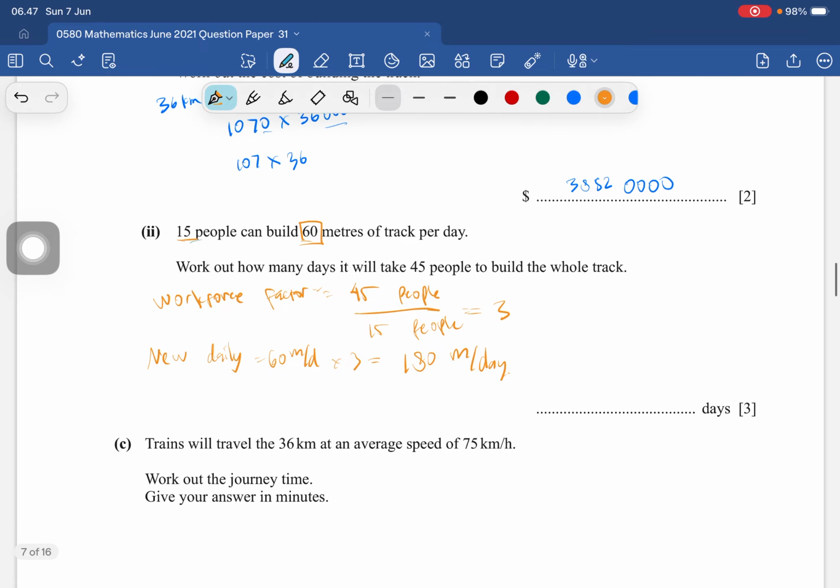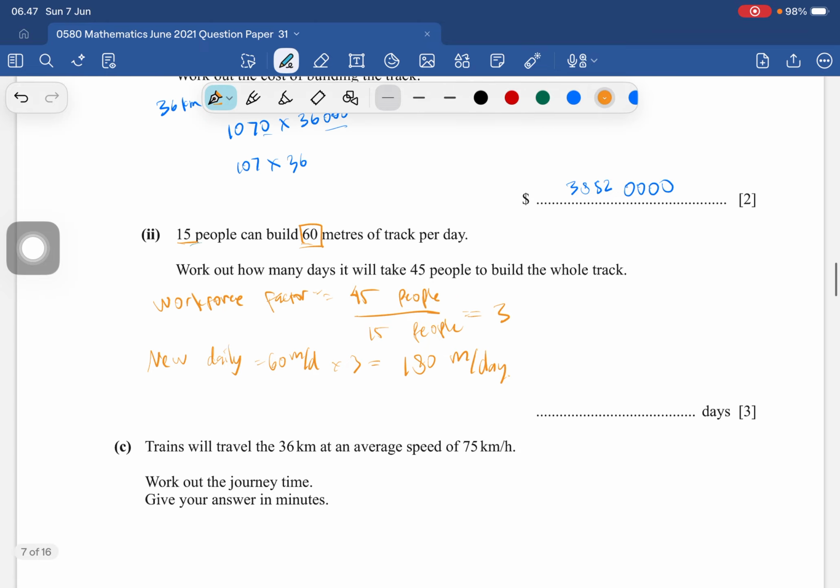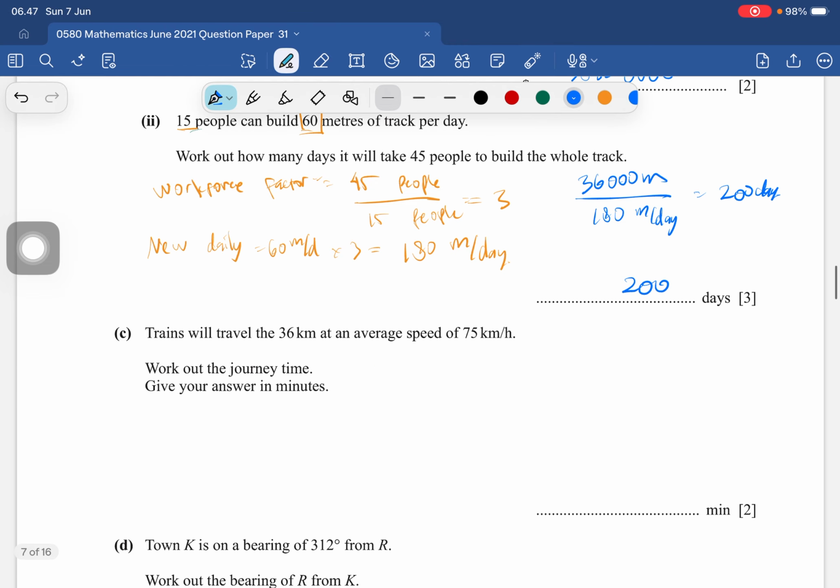Now, this is in meters, so the total track is 36,000 meters. We divide by 180 meters per day, so we get 200 days.